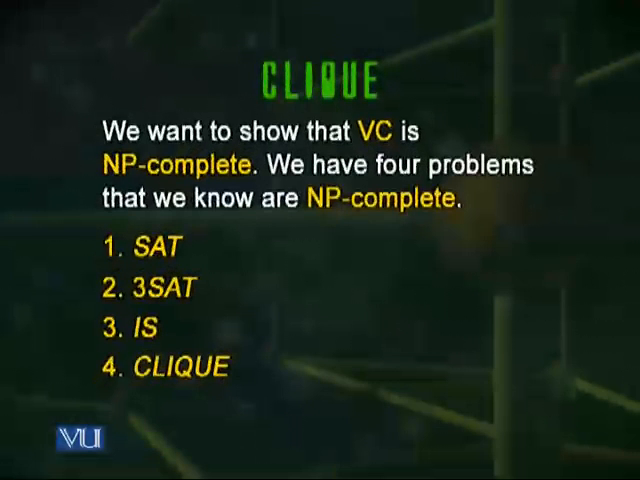How do we do that? We will reduce a known NP complete problem to vertex cover. Let's see what are the known NP complete problems to us now. Well, we had 3 problems which were known to us, and we have now added a 4th one. The problems that we know are NP complete, that we have ourselves proved or seen a proof of NP completeness, are these 4 problems: SAT, 3-SAT, independent set, and now the clique problem.